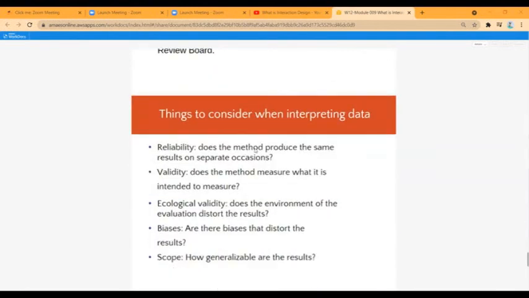For the things to consider when interpreting data: reliability, does the method produce the same results on separate occasions? Validity, does the method measure what it is intended to measure? Ecological validity, does the environment of the evaluation distort the results? Biases, are there biases that distort the results? And lastly, scope, how generalizable are the results?